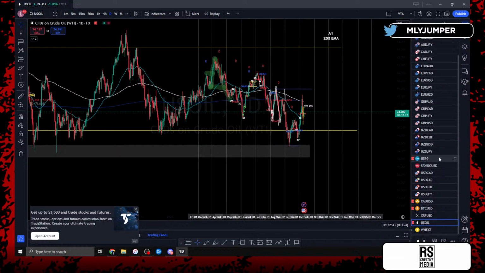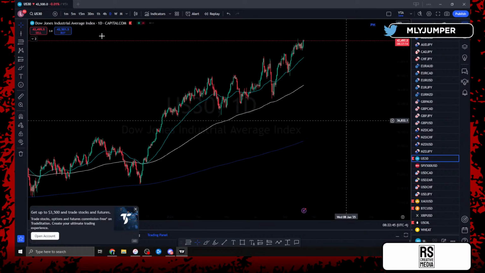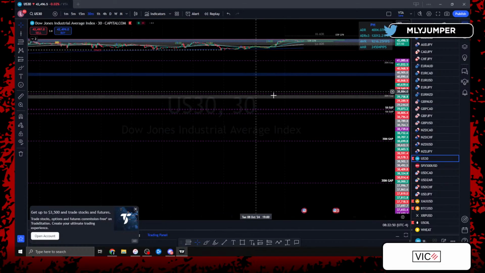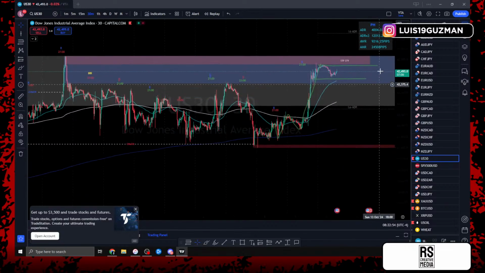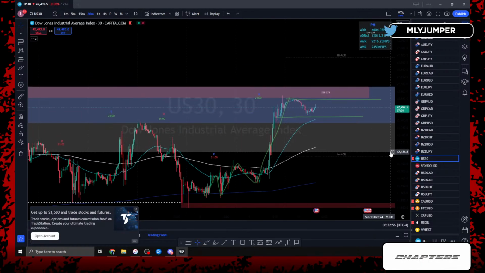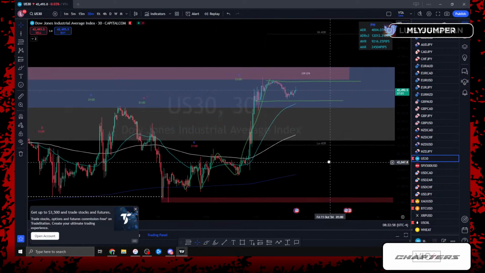I'm interested to see how price is gonna move on US 30 here with the news. Damn, this is slowing down. Come on, man. Price is pushing up here with these candles, so we'll see what price does. We got 8 minutes left, guys.